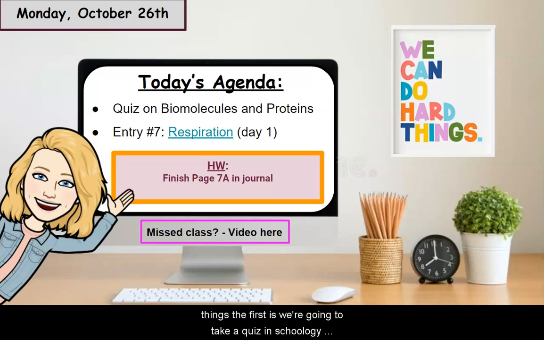The first is we're going to take a quiz in Schoology over biomolecules and proteins. That's how we'll start off class, and we're going to review those two things. That would be entries 5 and 6. And then we're going to start respiration, which does tie to biomolecules and proteins and how we obtain energy. Your homework for today will hopefully be finishing out our 7A page if for some reason you don't get a chance to, and we're going to continue that later on in the week.